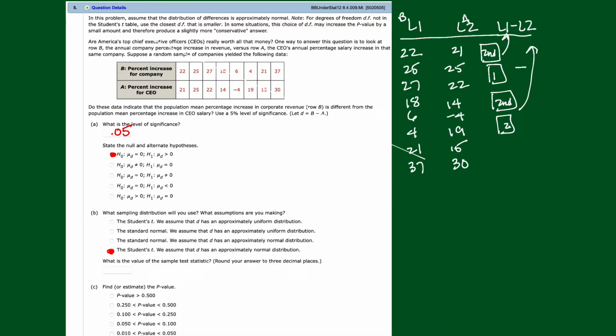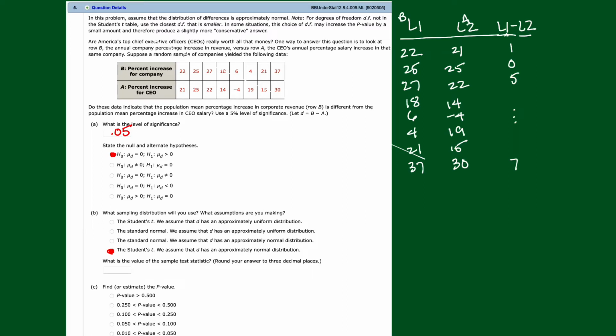Now press enter. When you press enter, the calculator automatically computes all these differences. I mean, it'll take 22 minus 21, so you should see a 1 there, right? 25 minus 25, you should see a 0. It just makes all those computations for us.